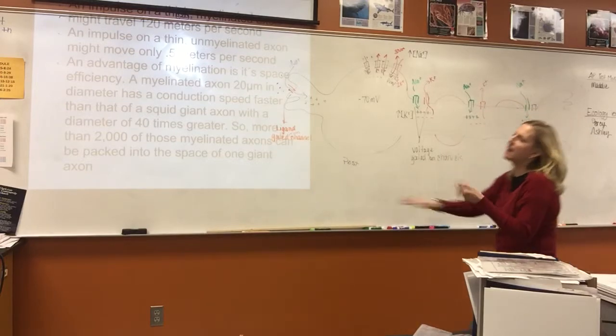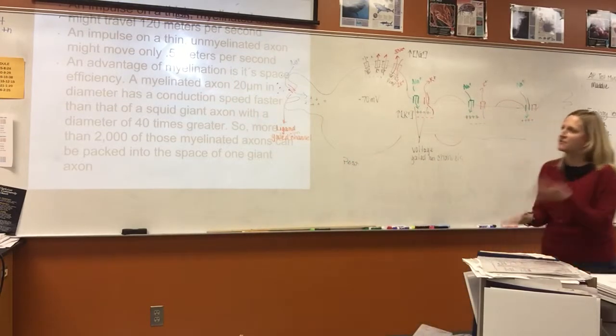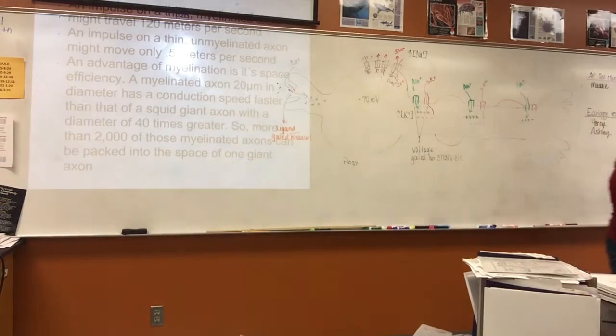And then another thing I just added here, I thought this was kind of interesting. The advantage of myelination is also not only with speed, but also space efficiency. So we said that what could speed up the speed of the impulse is the diameter. So the bigger the diameter, the faster the impulse, but also myelin.